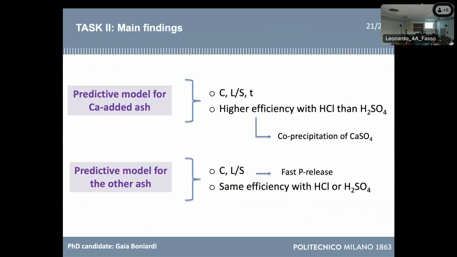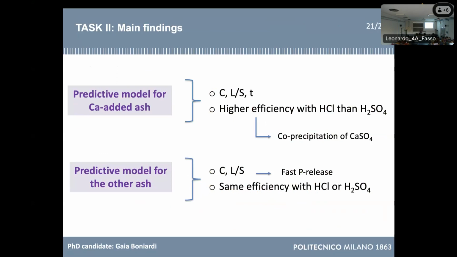So to summarize the results of task 2, we developed a predictive model for the calcium heavy ash. In that case, type of acid, concentration, liquid to solid ratio, and time were significant factors, and hydrochloric acid was more effective than sulfuric acid. An explanation of this could be the co-precipitation of calcium sulfate, which is also known as gypsum, that limited the acid penetration towards the center of the grain of the matrix, which limited the release of phosphorus. That's why we need more time to leach the same amount of phosphorus.